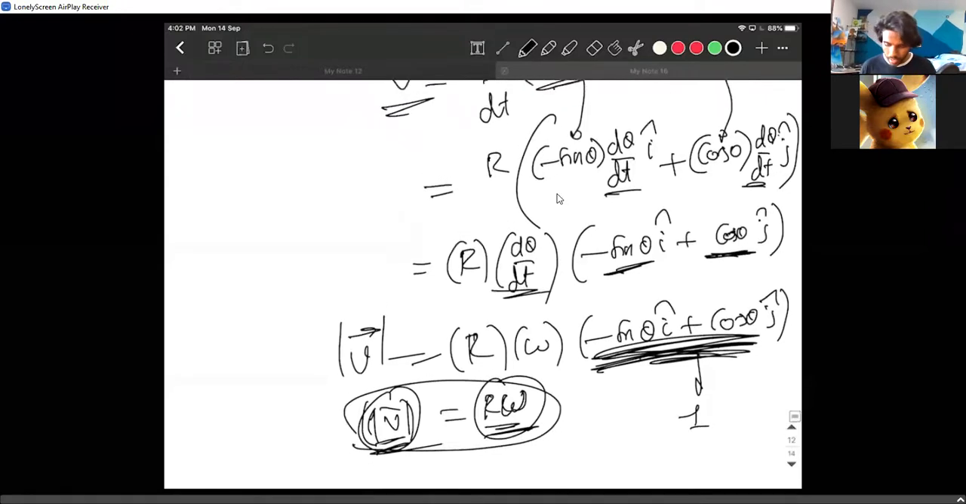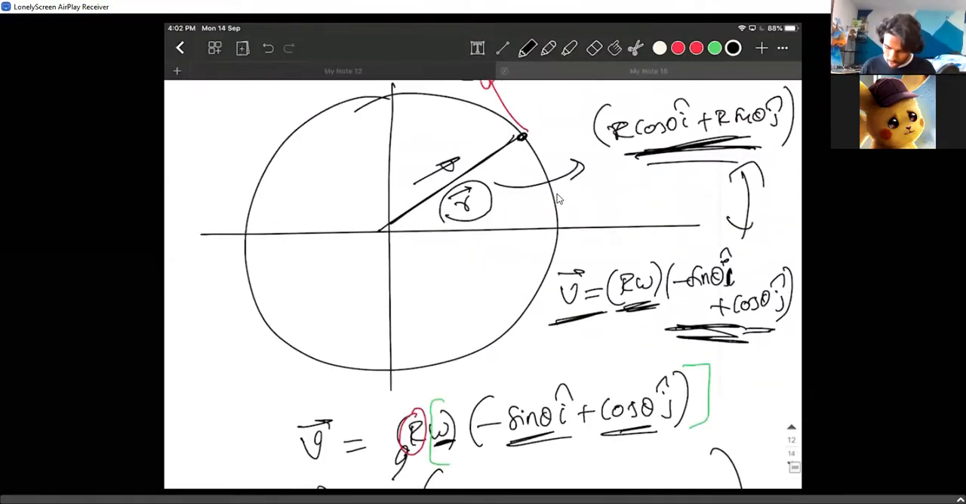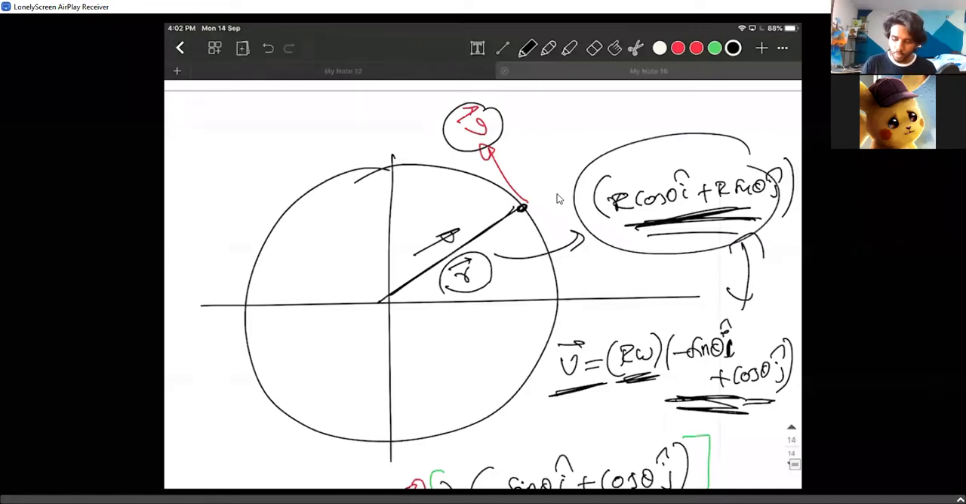Okay. And if you write that, I can personally tell that the position vector and the velocity vector are perpendicular to each other by looking at it. But the way for you to understand is, try to write a dot product of these two, you'll get a 0. So I can clearly say they're perpendicular to each other.